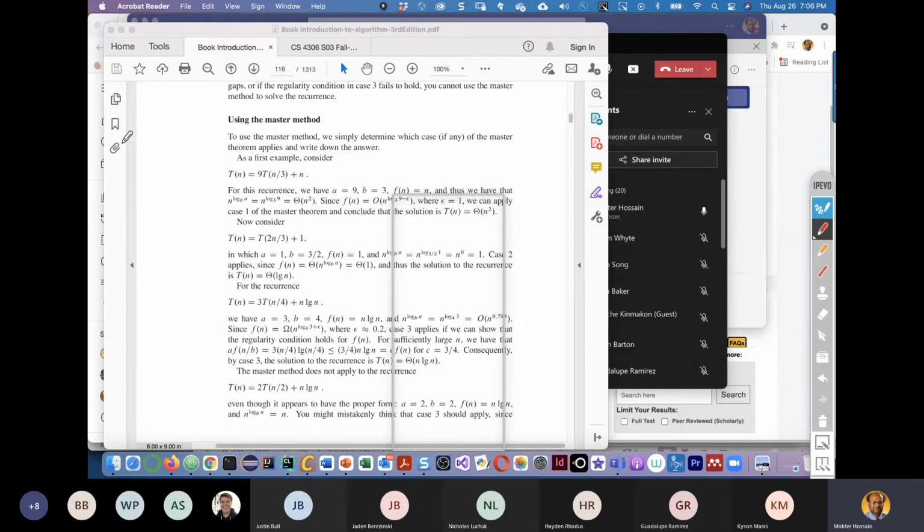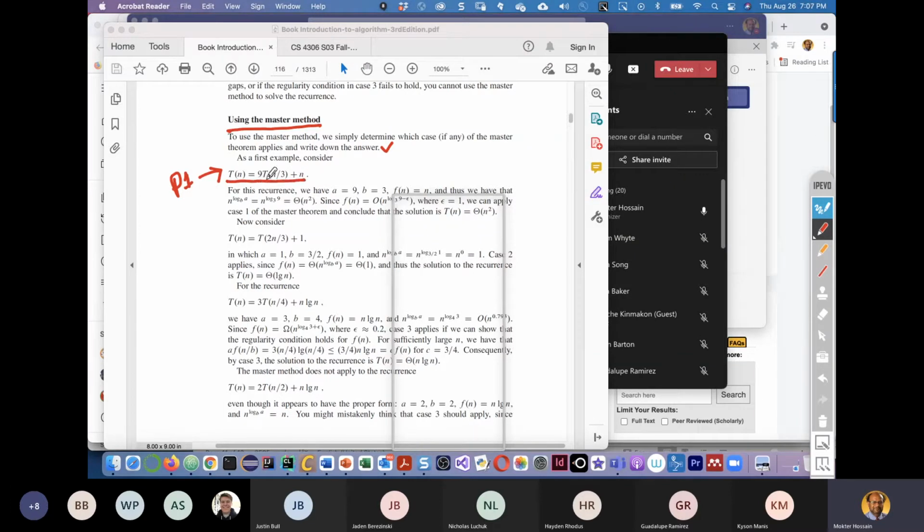Our first problem is given here. Use the Master Theorem. To use the Master Theorem, we simply determine which case, if any, of the Master Theorem applies and write down the answer. If we find any of the 3 cases, then it is easy to find the answer. So this is problem 1.